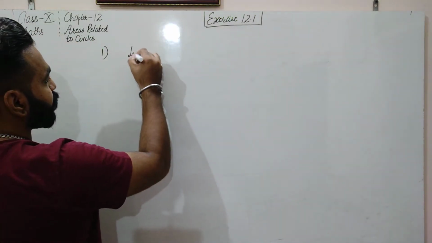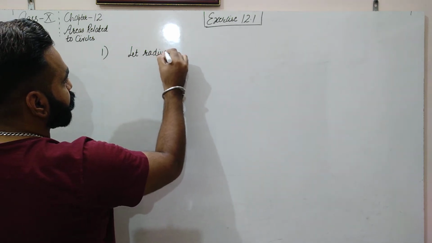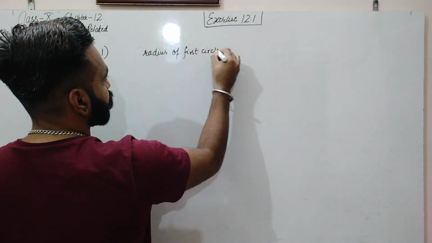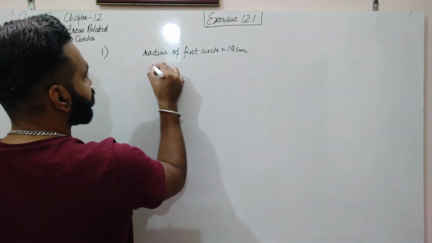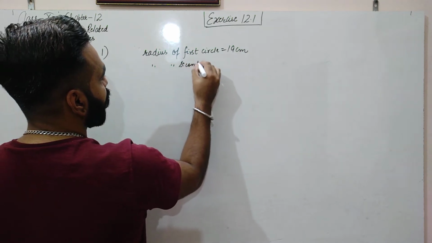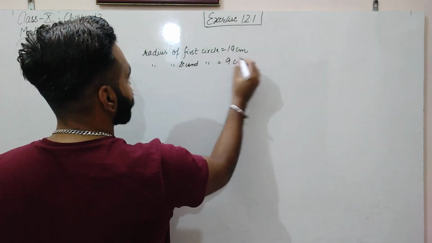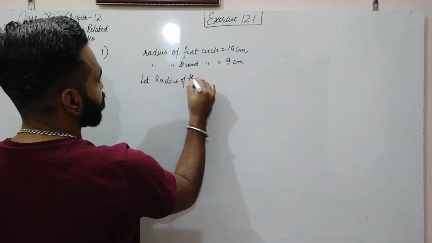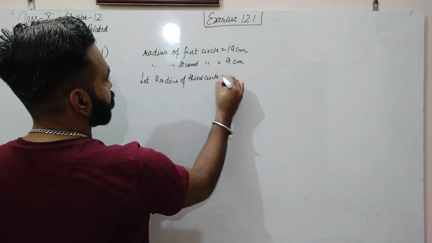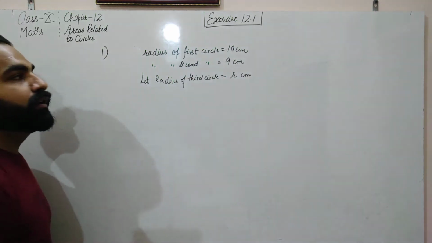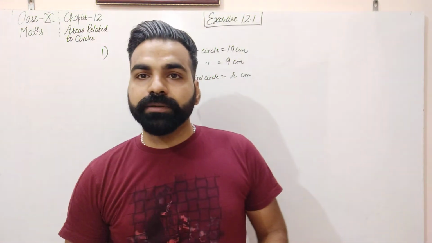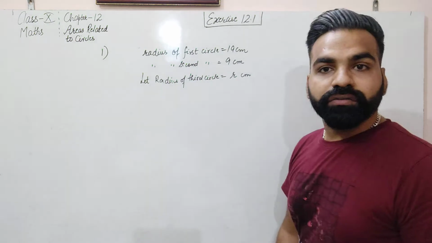So we will write, radius of first circle is equal to 19 centimeter. Radius of second circle is equal to 9 centimeter. And let the radius of the third circle be r centimeter. And it is given that the sum of the circumferences of the first two circles is equal to the circumference of the third circle. So we have to find the value of r here.